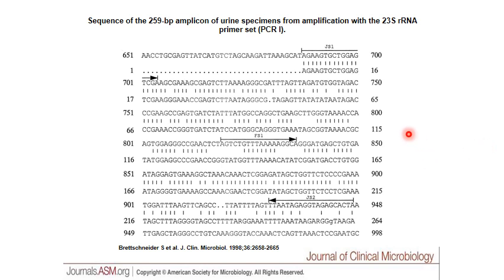This is just, again, a point I want to bring up with PCR. Here's our trouble with PCR, and the trouble is gene homology. These are sequences of a 259 base pair amplicon of urine specimens. If you look at the upper DNA sequence here, JS1, this is a portion of Borrelia burgdorferi, the ribosomal RNA gene, okay?